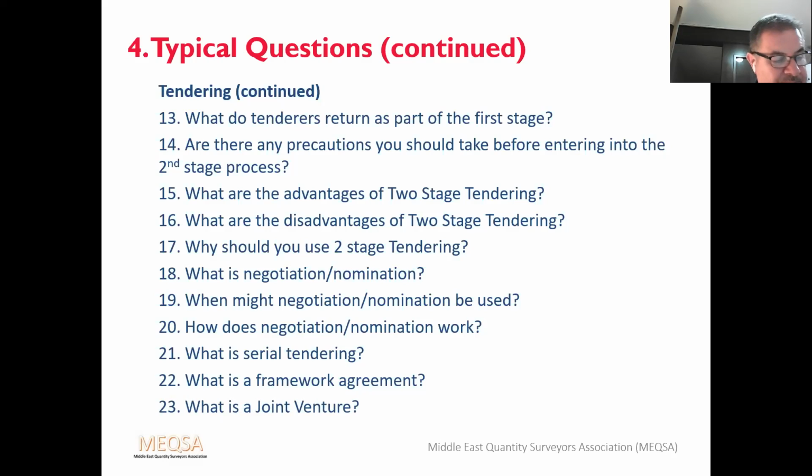What is a joint venture? A joint venture is usually used on large complex projects where 2 or more companies take on a joint and several liability for design and execution of the project. Now, this is quite common in the Middle East, where a local contractor will get involved with a major international contractor.